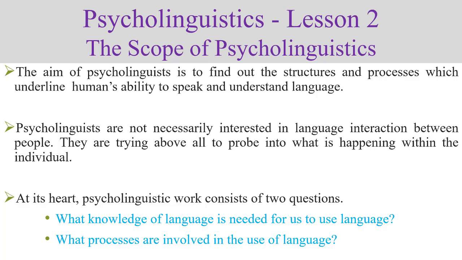This lesson is going to be about the scope of psycholinguistics. The aim of psycholinguists is to find out the structures and processes which underlie humans' ability to speak and understand language. So this is the scope of psycholinguistics. You need to find out what are the processes that are involved in humans' ability to speak and understand language.